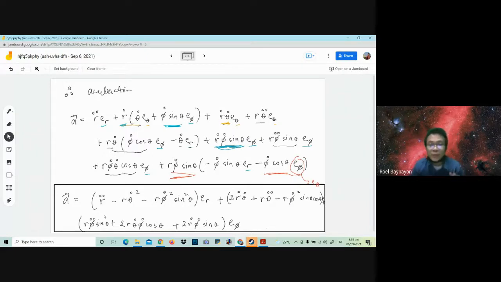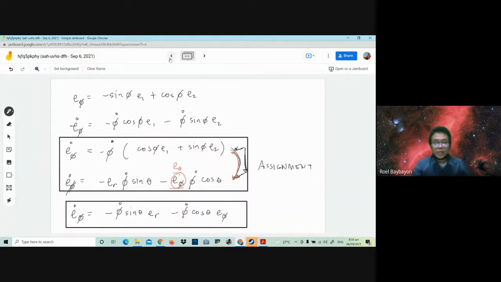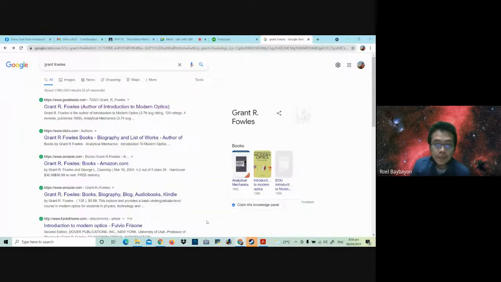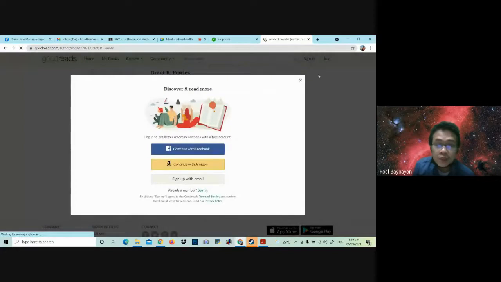So our problem is this. Your assignment is to disprove or prove that this E phi is not actually equal to E phi but equal to E theta. That will be your assignment. Once proven, we can write a letter or email to the author, if he is still alive.